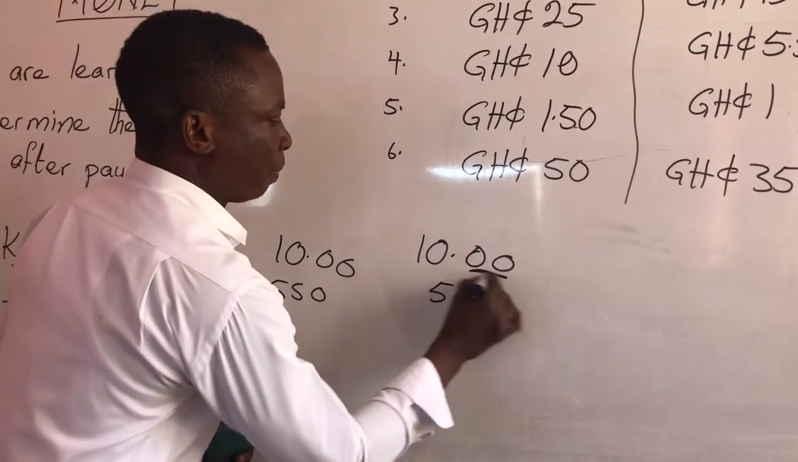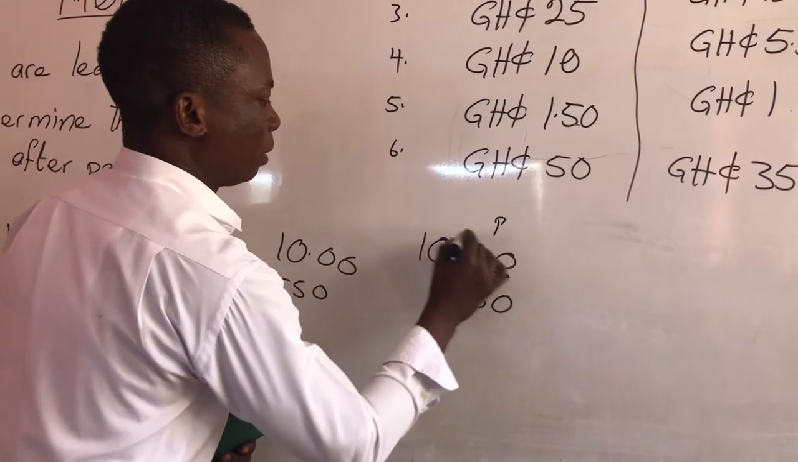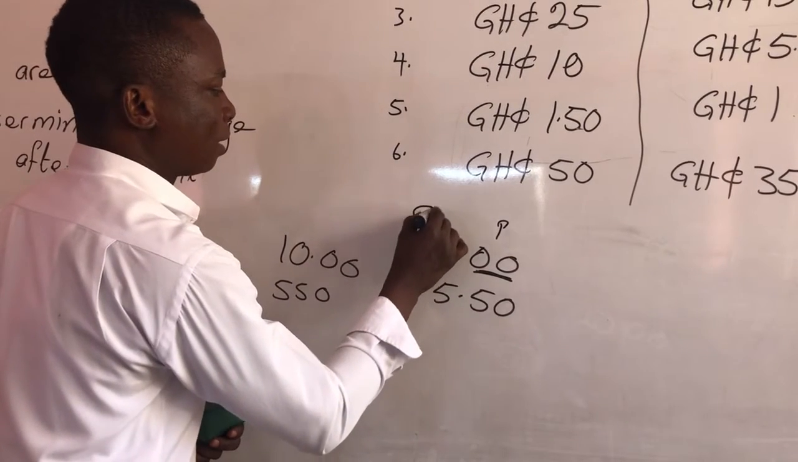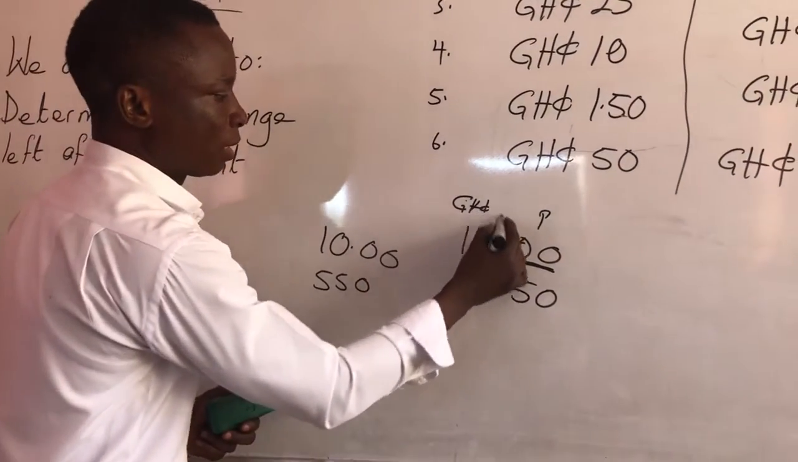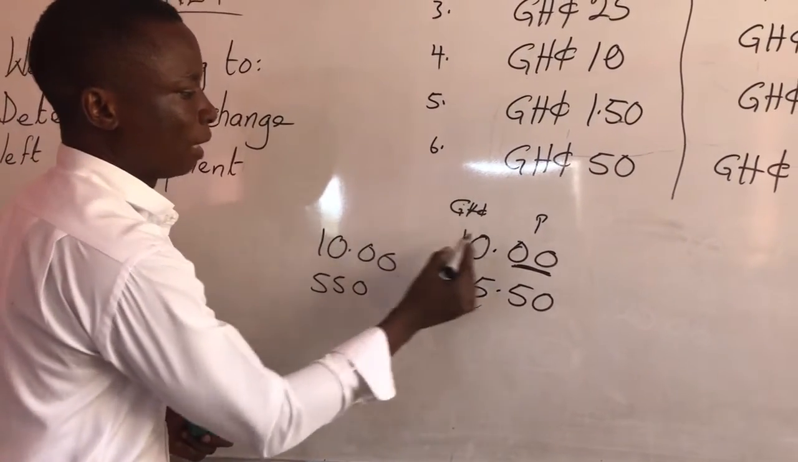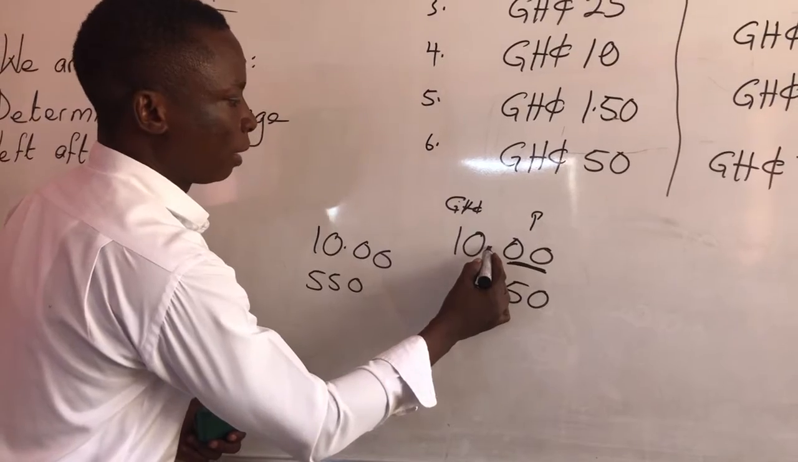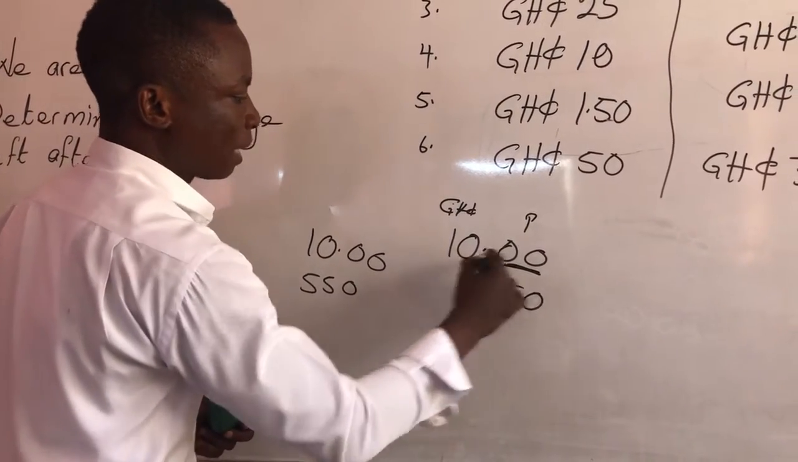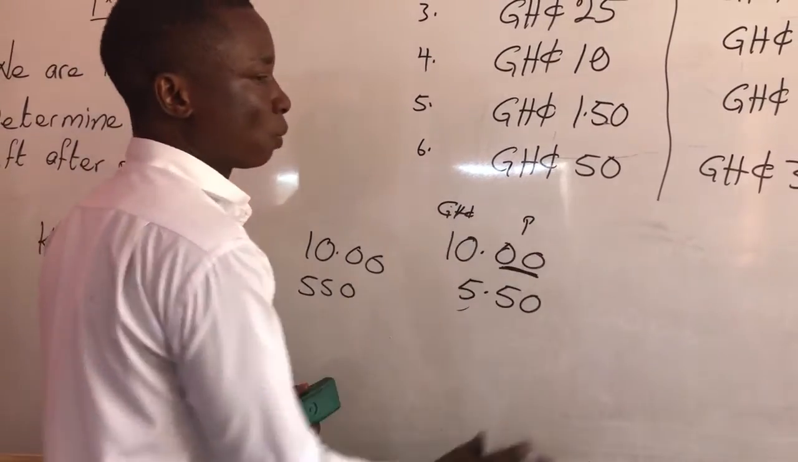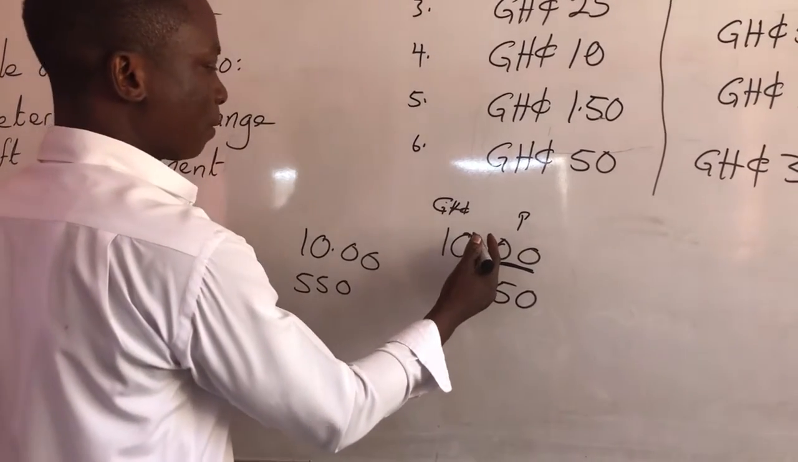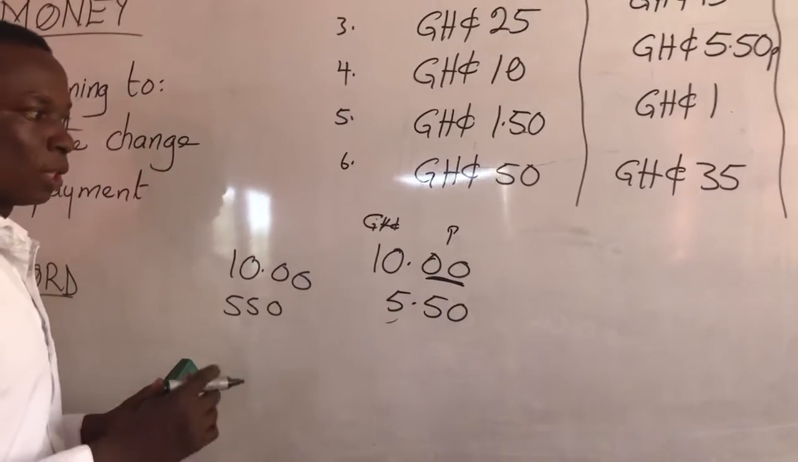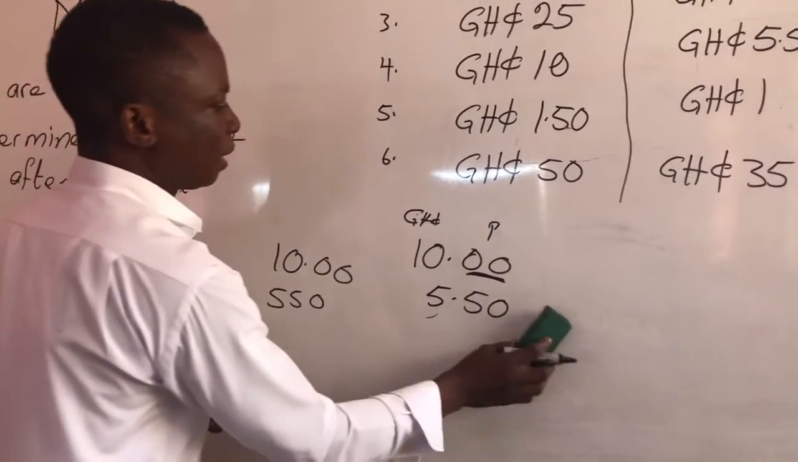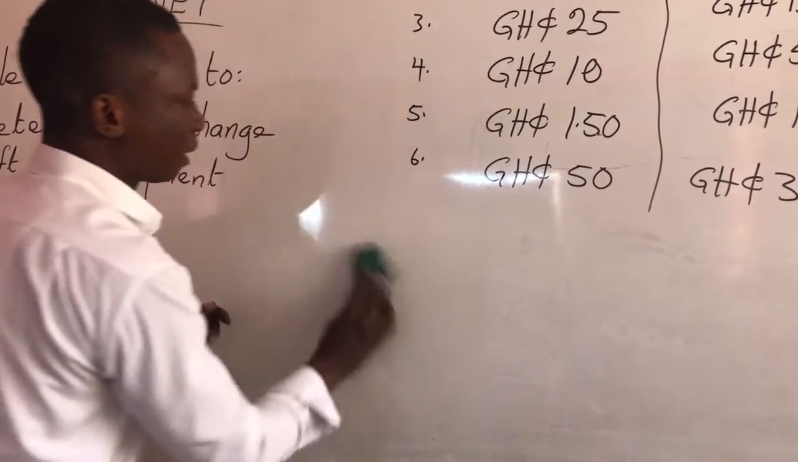These are the pesewa columns, and these are the Ghana cedis column. So all these numbers here are in Ghana cedis. The ones from the right side of the point are in pesewas, and from the left side of the point is what? In Ghana cedis. So you should take note. You have to rearrange everything in that order so that you don't make mistakes.